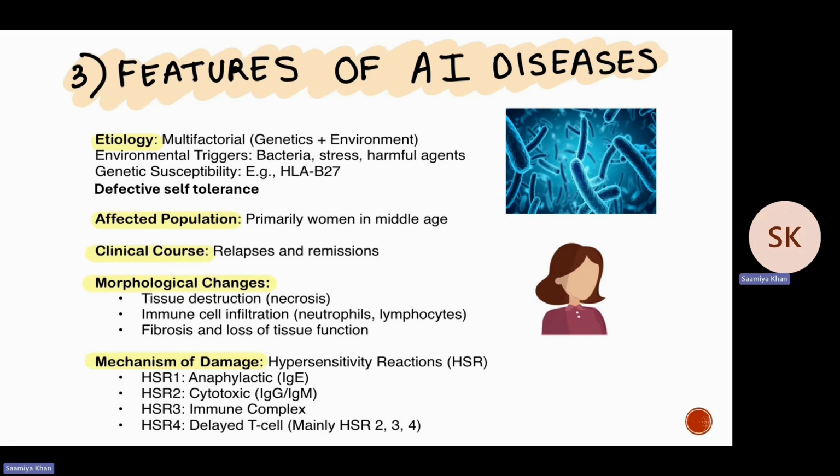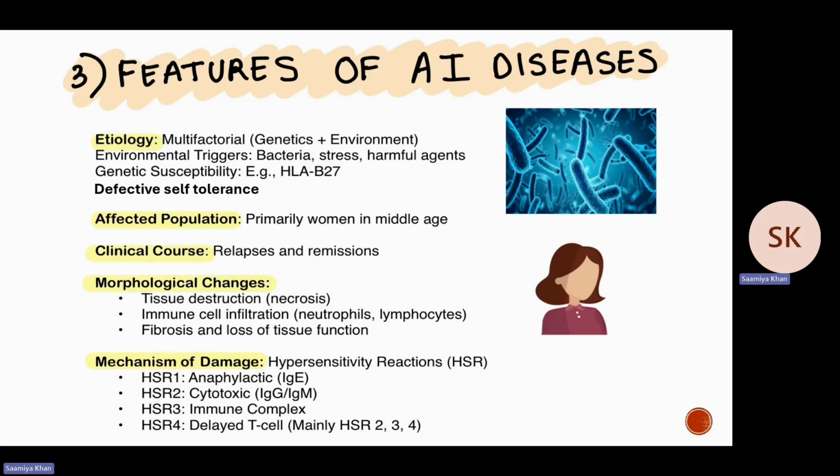Morphological changes in autoimmune diseases: generally, first the tissue is affected, and it may undergo immune mediated destruction to the point of necrosis, which is tissue destruction. This is followed by infiltration of immune cells like neutrophils and lymphocytes, leading to chronic inflammation. And eventually, the chronic inflammation causes fibrosis and scarring, resulting in loss of tissue function.